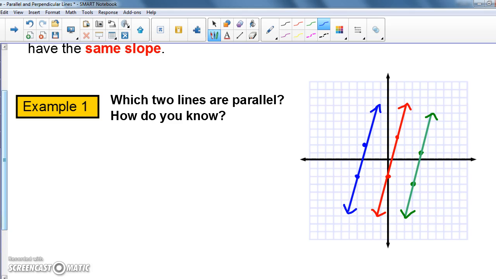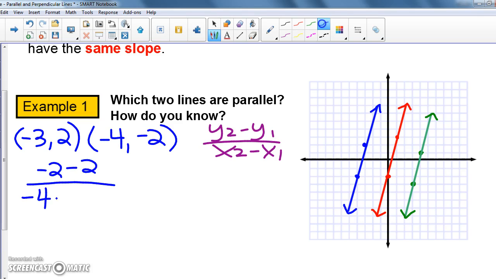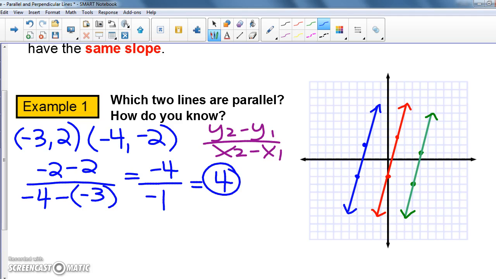So look at the blue one. The first thing we need to do is jot down our points. So we have -3, 2, and -4, -2. I'm going to use my slope formula, which, as you remember, is y2 minus y1 over x2 minus x1. When I pop those in, I get -2 minus 2 over -4 minus -3. That's going to give me a -4 over -1. That gives me a slope of 4.